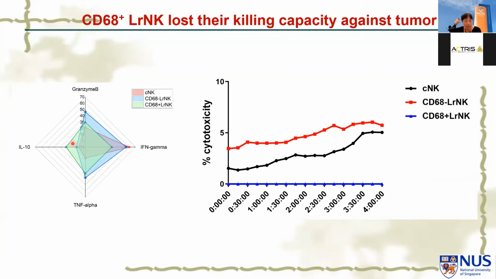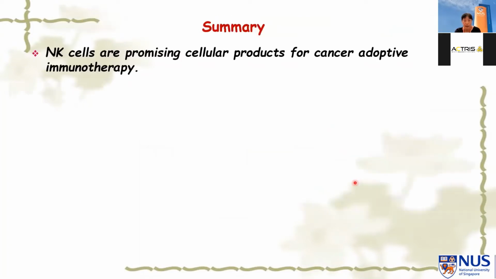So the killing, this is not a very good killing assay because we had difficulty getting enough cells. But it's quite obvious that you have killing capacity from the CD68 negative cells and also the conventional NK cells, but you completely lost the killing in this CD68 positive liver-resident NK cells.